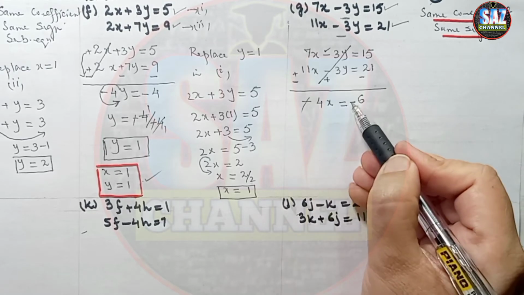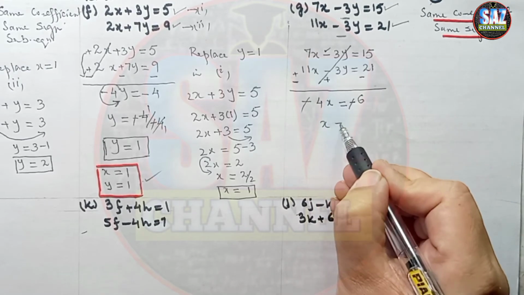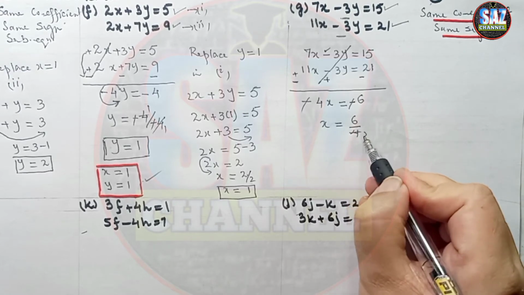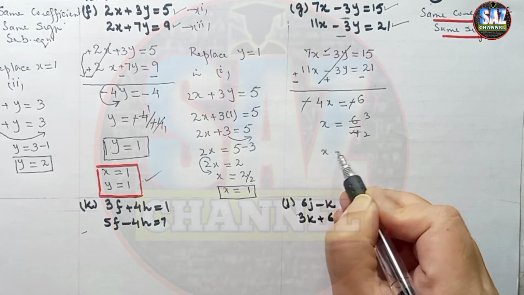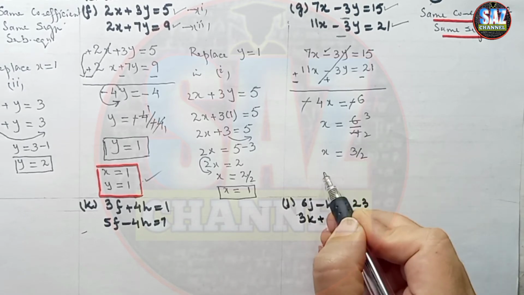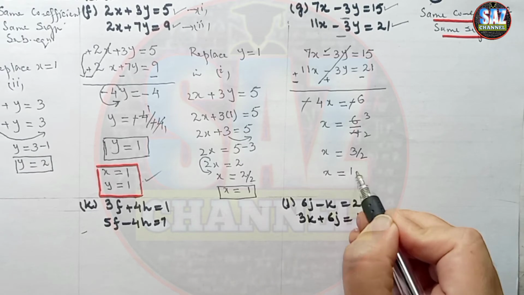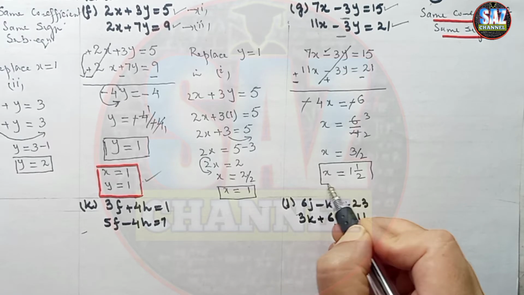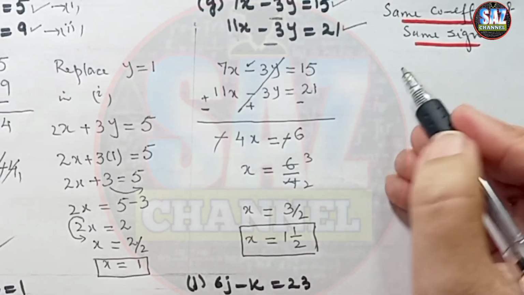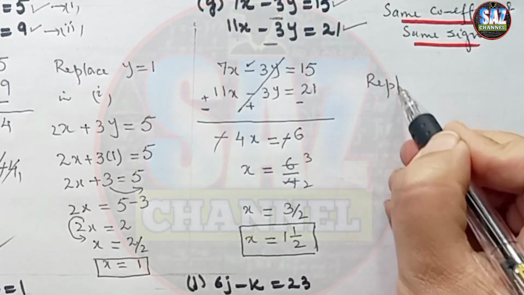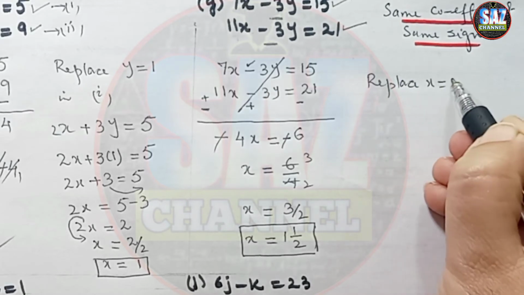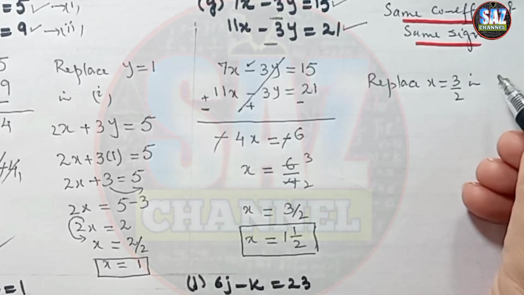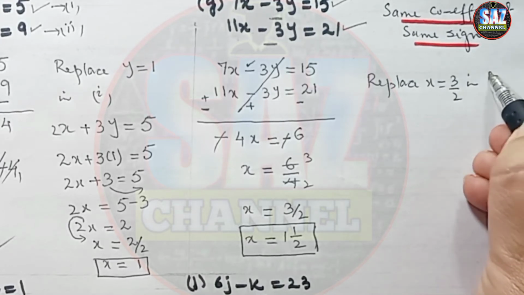Now this minus sign can go with this minus sign, and I will be left with x equals 6 by 4, which is equal to 3 by 2, or I can write it in the form of a mixed number, x equals 1 whole 1 by 2. Now what I have to do with this value of x is replace x equals 3 by 2 or 1 whole 1 by 2 in any one of the equations. So I will prefer equation 1.